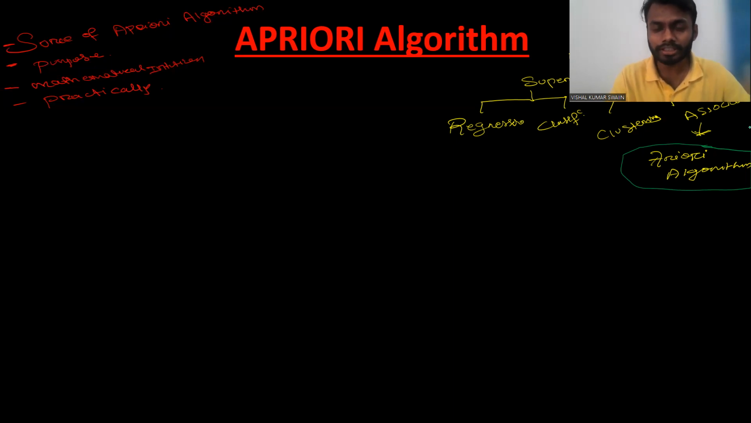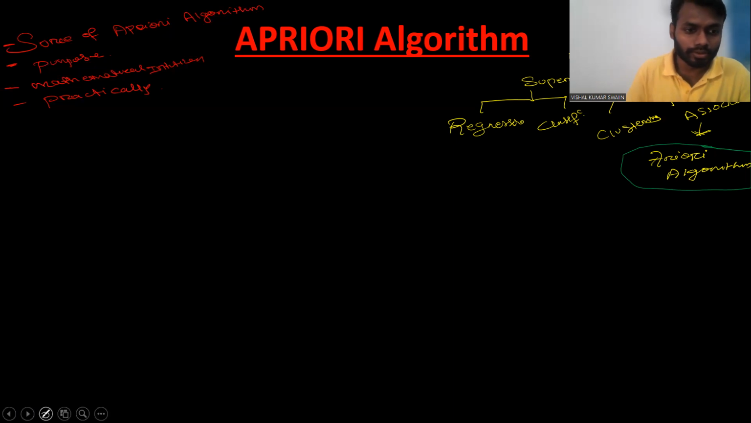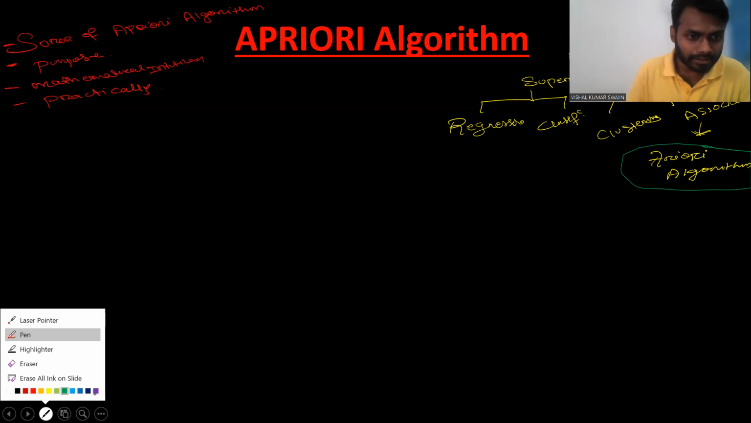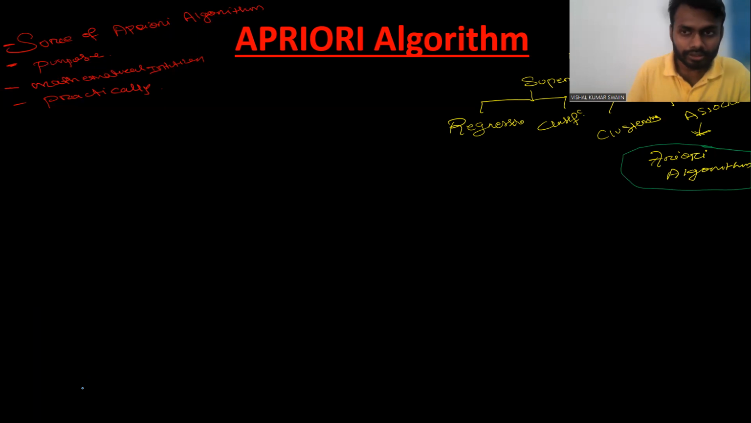So now the next point is we'll understand what is the purpose, meaning where we will apply this Apriori algorithm. So mostly it is used in, let me change the color, okay, this color will be very good. Mostly it is used in the retailer. Okay, it is used in the retailer.